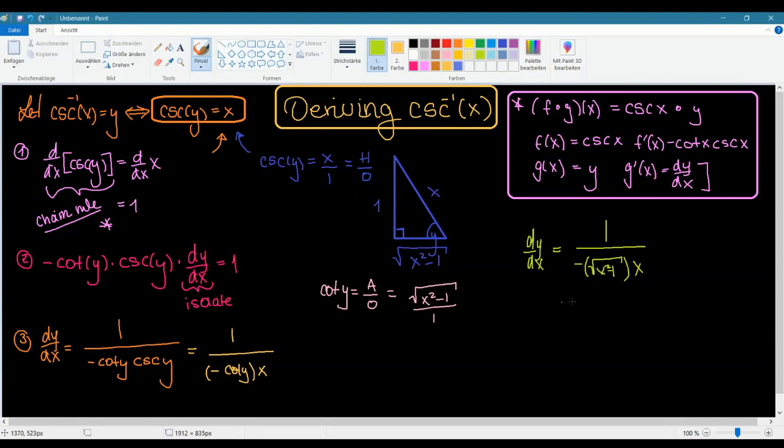Well, that doesn't look very good. We're going to rewrite it. It's going to become negative 1 over x times the square root of x squared minus 1. And there we have our derivative.